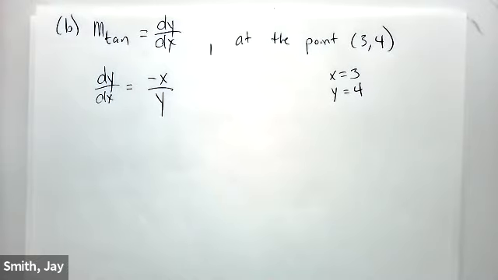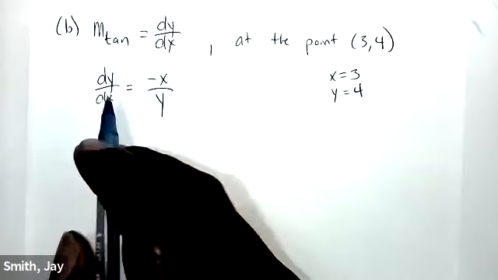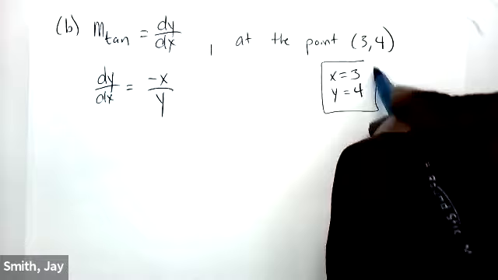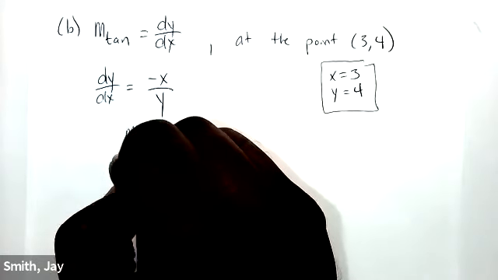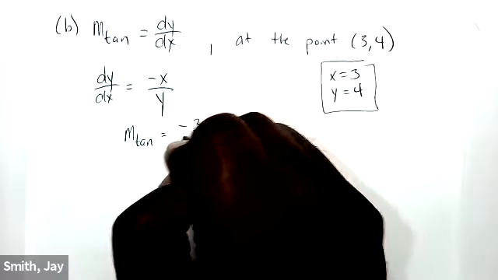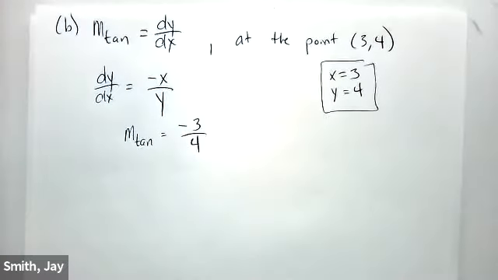All right, remember that point is going to be on the curve of the original function. Remember, we're trying to find the slope of the tangent line to that point. So if this is the slope of the tangent line at any point, and we're looking for it at the point 3, 4, the slope of the tangent line we're looking for, our m tan, would be negative x over y, or negative 3/4.